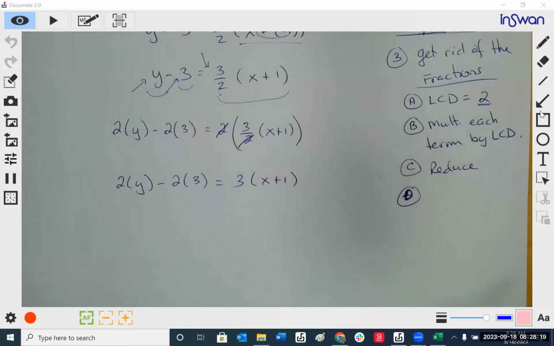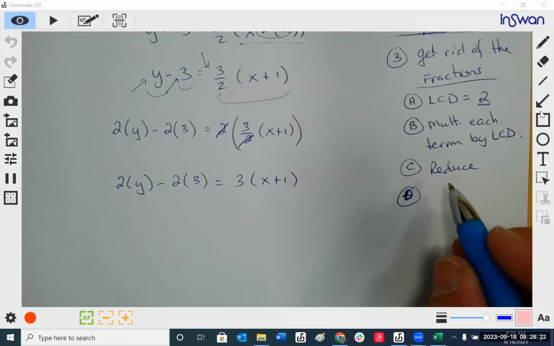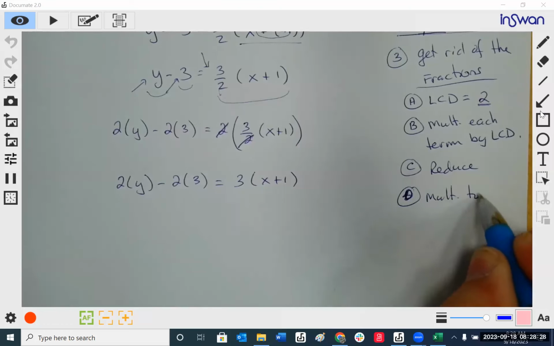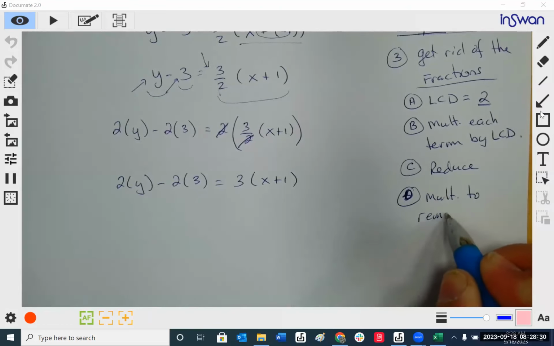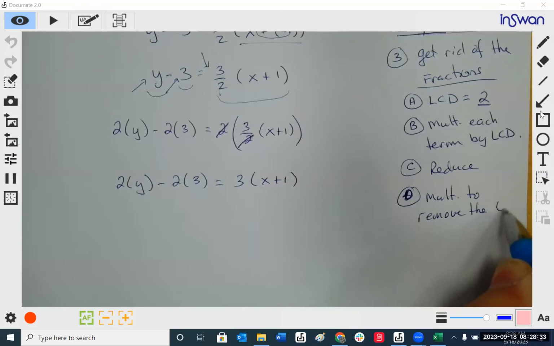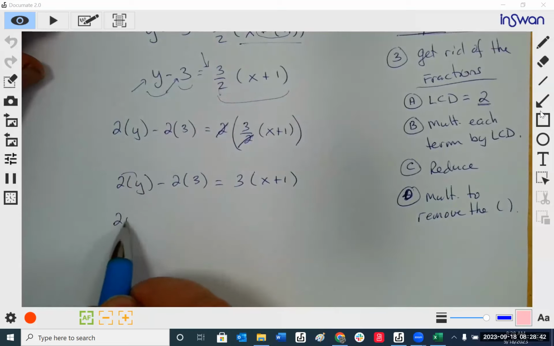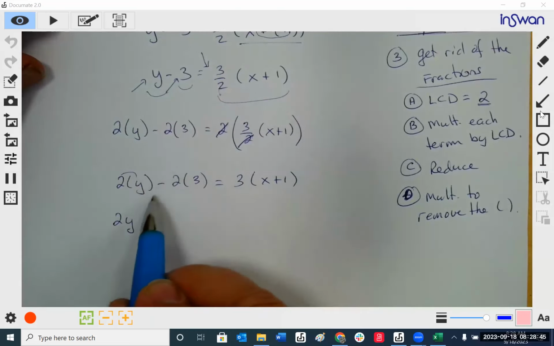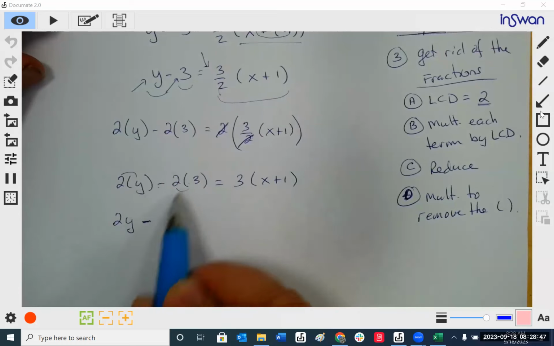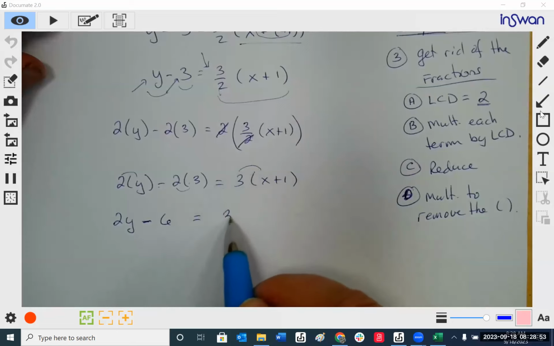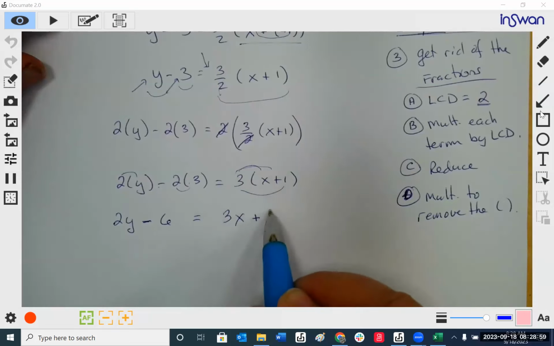The fourth step. Excellent. Multiply to remove the parentheses, which is the whole purpose of this. We have to get rid of the fractions and get rid of the parentheses. So 2 times y is 2y. Negative times positive is negative. 2 times 3 is 6. 3 times x is 3x. Positive times positive. 3 times 1.